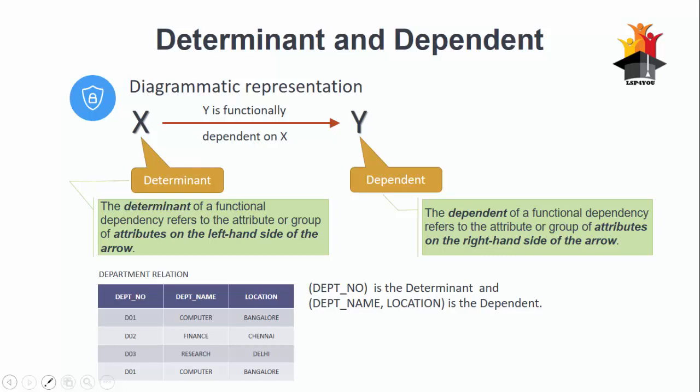Here in this functional dependency, X determines Y, the attribute on the left hand side of the arrow is called a determinant, and the attribute or set of attributes on the right hand side of the arrow is called a dependent. So this is the determinant and this is the dependent. The determinant can be a single attribute or sometimes a combination of a group of attributes. So in this department relation, department number is the determinant and department name and location are the dependent.